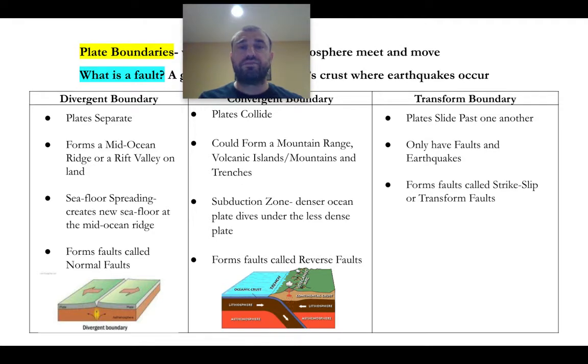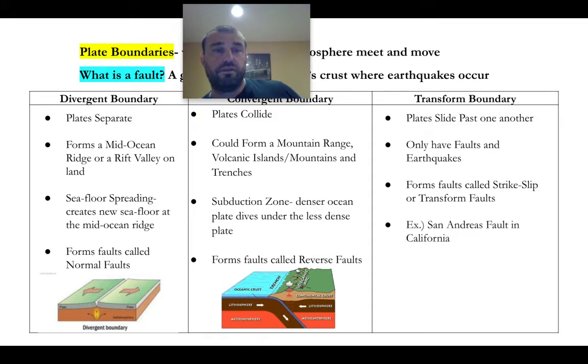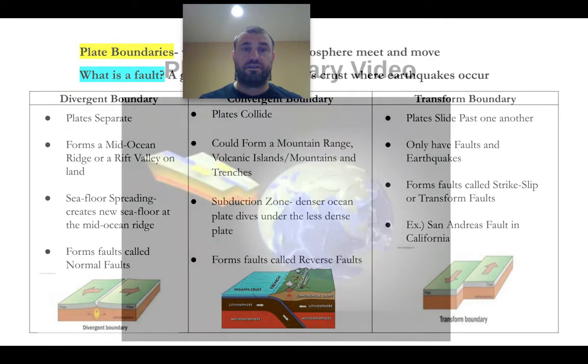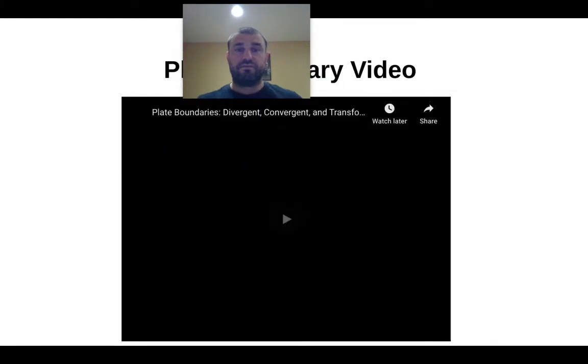We call these types of faults strike slip faults. Sometimes they're called lateral faults or transform faults. The most famous fault in America runs through California. It's called the San Andreas Fault. There's a picture of just side-to-side motion. Okay, so let's play this little clip.